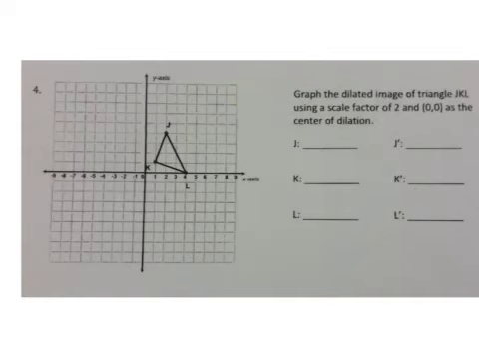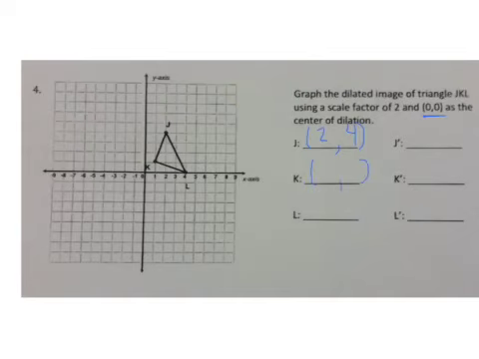So number 4 says, graph the dilated image of triangle JKL using a scale factor of 2 and 0, 0 as the center of dilation. So 0, 0 here is just the origin. That's where we're always going to dilate from. So first thing we're going to do, just like when we did the other transformations, we're going to name our original ordered pairs. So we're going to start with point J here, and we're going to say point J goes right 2 and up 1, 2, 3, 4.